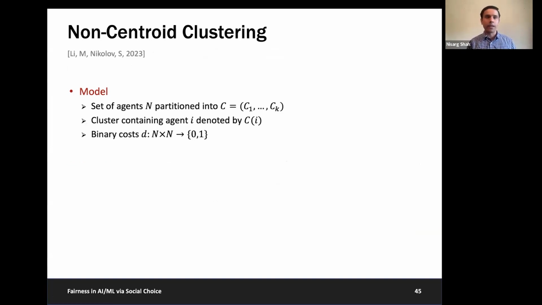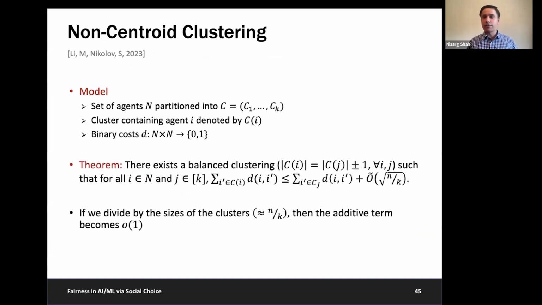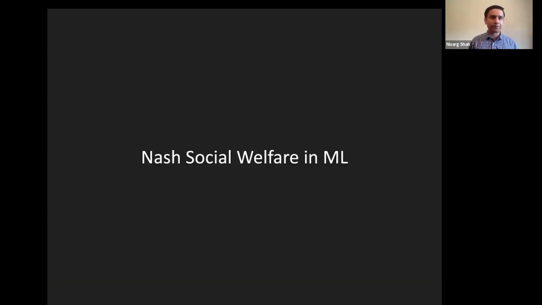Avi and I also had a joint work where we studied a very similar setting, but with binary costs. There we were able to derive a balanced partition where each cluster contains roughly n over k points, and the additive approximation of envy freeness was less than n over k. So if you now divide it by the size of the clusters, you would get an additive little o of 1 factor, which could also be interesting.